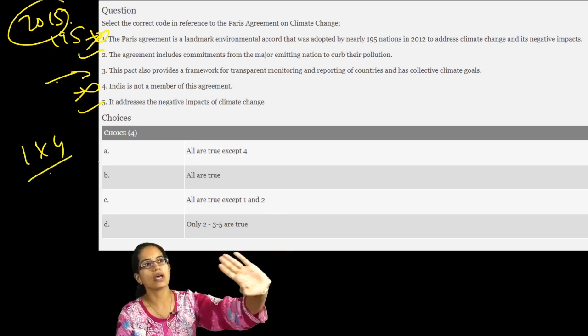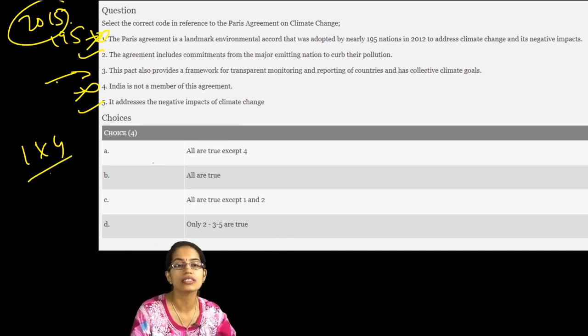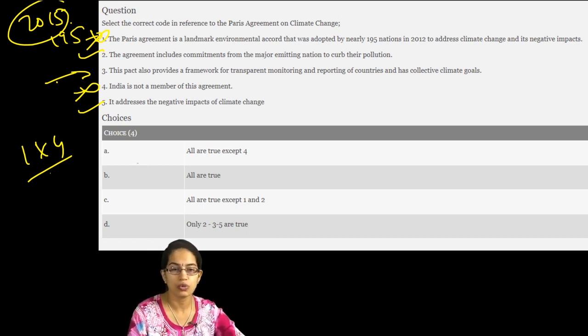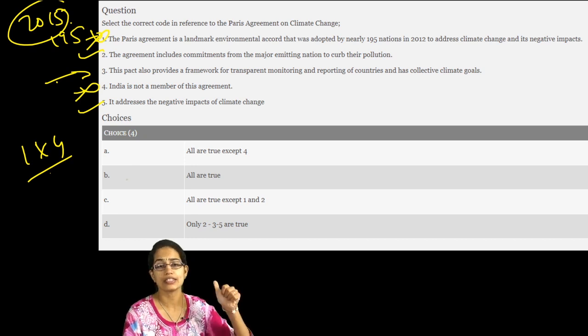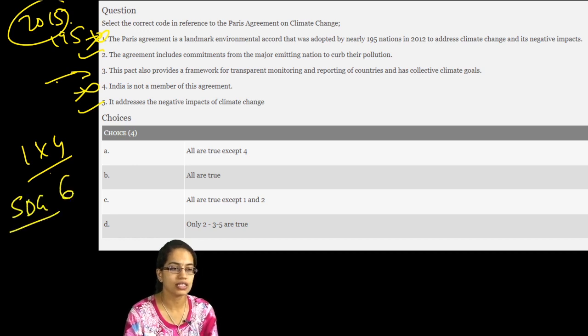Now similar to the Paris Climate Change Agreement, this time what is very, very important is the UN Summit on Desertification. Recently you have the BRICS Summit. Prime Minister is part of the summit at Brazil, so that's again very, very important. So any change related to desertification this time is very, very important. And then you have SDG 6 that were discussed in detail this time.